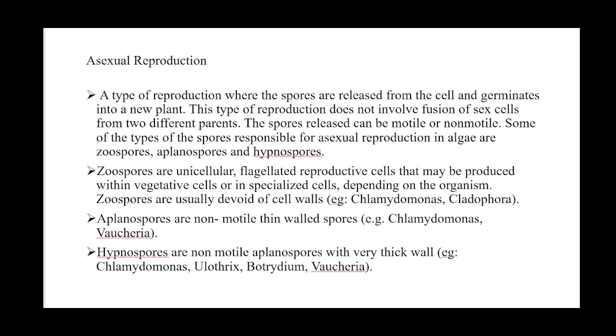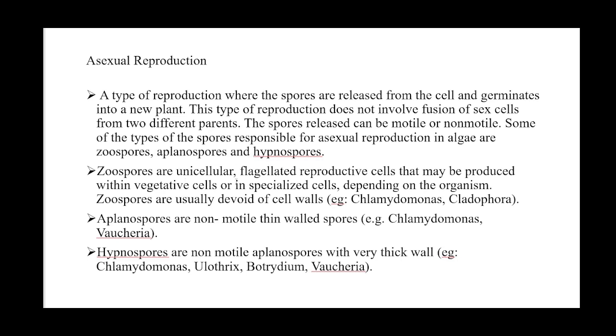In asexual reproduction, spores are involved, which are released from the cell and germinate into a new plant. Asexual reproduction does not involve the fusion of sex cells from two different parents. The spores released can be either motile or non-motile. Some of the types of spores are zoospores, aplanospores, or hypnospores.